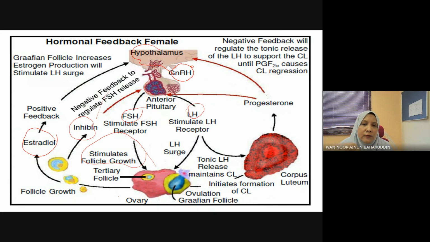Estrogen here will cause the follicular growth and also give negative feedback to the hypothalamus to regulate FSH release. For LH, it will directly go to the corpus luteum, initiate formation of corpus luteum after the ovulation. Then the corpus luteum is the one releasing progesterone, and the progesterone gives the negative feedback to regulate tonic release of LH to support the corpus luteum until PGF2 alpha causes the regression.